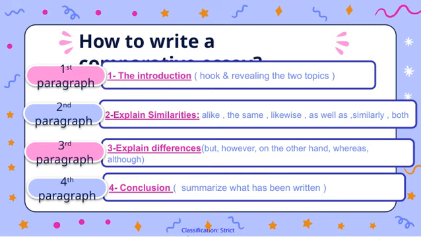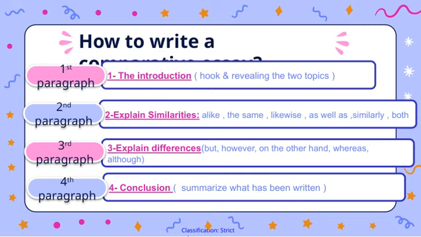Next, in the first paragraph, you focus on explaining the similarities. Use words like alike, the same, likewise, as well as similarly and both to connect ideas that show how the two subjects are comparable. This helps the reader understand where the common ground exists.